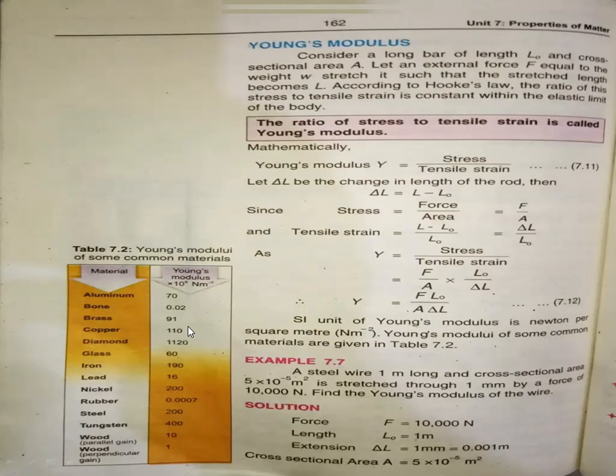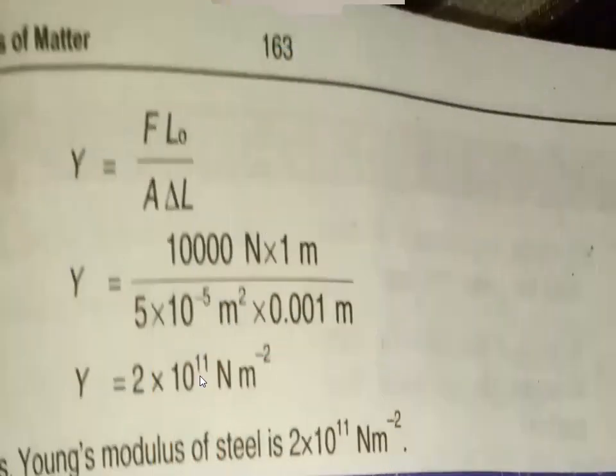So these are the different values of Young's modulus for different materials. If you have aluminium, its Young's modulus value will be 70 multiplied by 10 to the power 9 Newton per meter square. And for bone, Young's modulus value is 0.02. And similarly, if you have steel, its Young's modulus value is 200 multiplied by 10 to the power 9 Newton per meter square. Now we solve example 7.7 by using the Young's modulus formula. This formula we will use to calculate the Young's modulus for steel. And this is my answer over here.